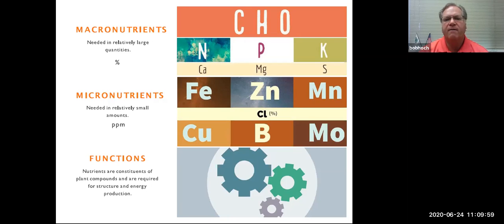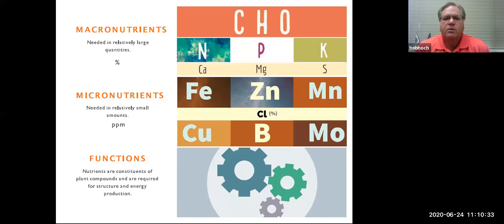The quantity of those nutrients that are considered macronutrients are typically measured in percentages. So it might be 3 or 4 or 5% nitrogen in that dry ash material. So they're in much higher quantities than in the micronutrients that I'm going to talk about in just a moment. So you see nitrogen, N, P for phosphorus, and K for potassium. Also underneath that, in just a little bit smaller letters, would be calcium, magnesium, and sulfur.